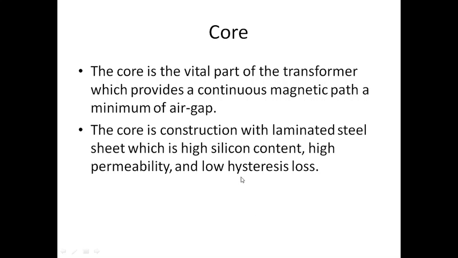With high silicon content, the loss will be less. Again, high permeability will be there, and again the loss will be less. Low hysteresis loss. So according to that, I have to choose the material. These criteria should be used to construct a transformer to get less loss.